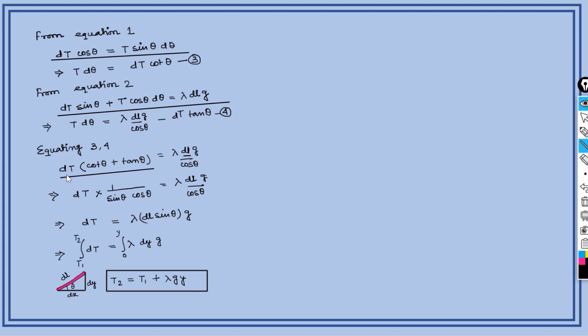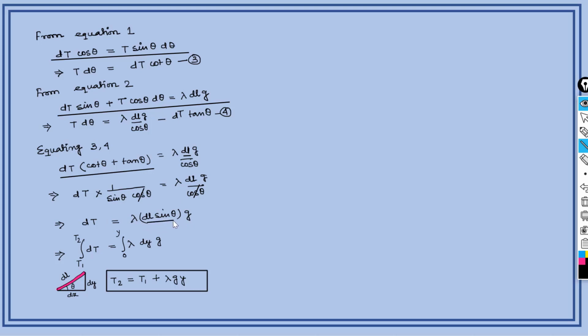And you can see that dT into (cot theta plus tan theta) is lambda dl g by cos theta. If I simplify it, cot theta plus tan theta is 1 by sin theta cos theta, and it is lambda dl by cos theta into g. So again, I can cancel cos theta from both sides, and you can see that dT equals lambda dl sin theta into g.